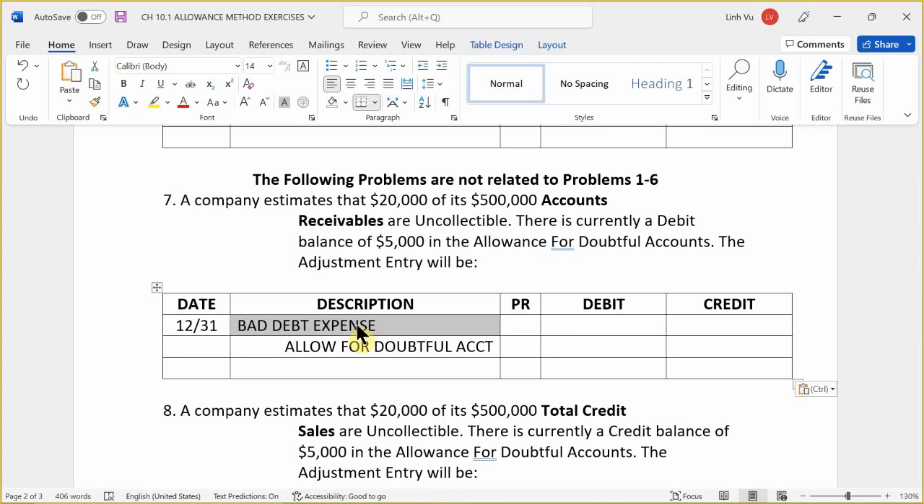Now you have a debit balance. You're on the left side now. How do you get to the right side? So it'd be a credit of 15,000.